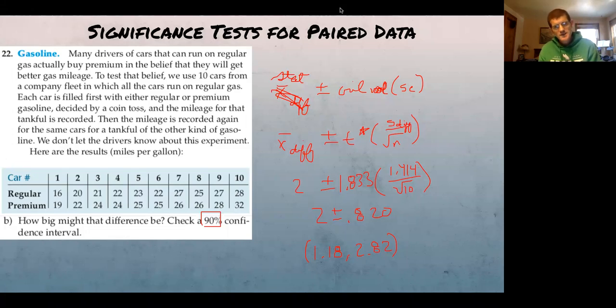So at this point, we can say that it's statistically significant that we're going to get a change, but we can look at it right here and say that the change is just going to be basically from 1 to 3 miles per gallon more for using premium.